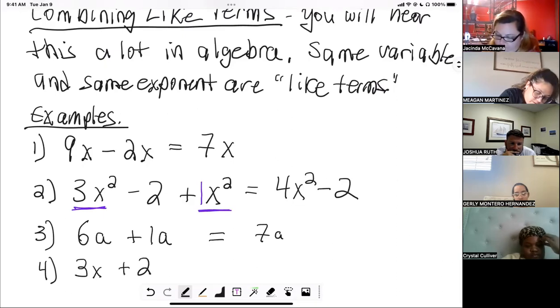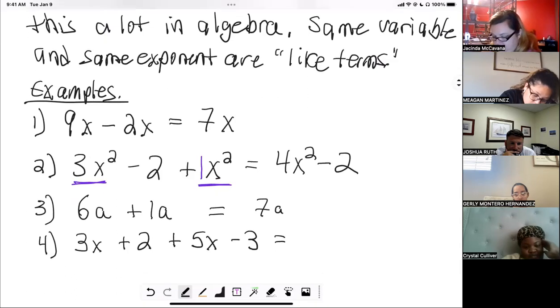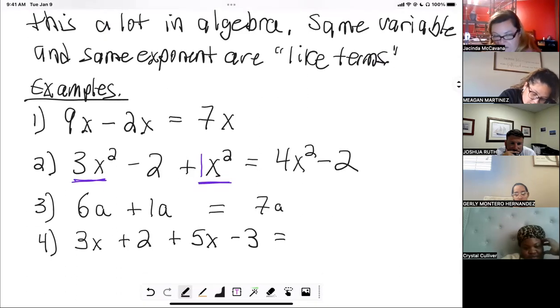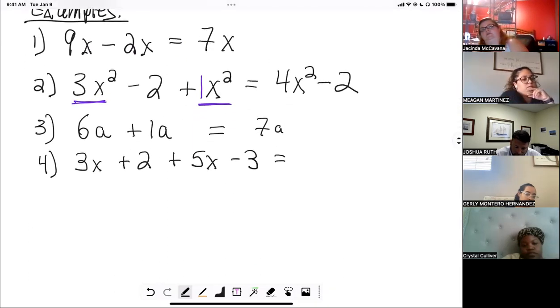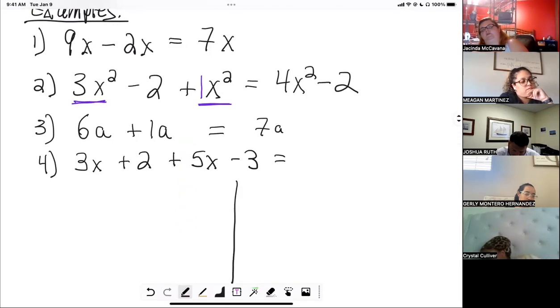4. 3x plus 2 plus 5x minus 3. Eventually, this is going to get really long, so there's a little tip I can give you. Some people like it, some people don't. Actually, two tips. Let's look at doing it two different ways, so you can pick which way you like, if you like either of them.